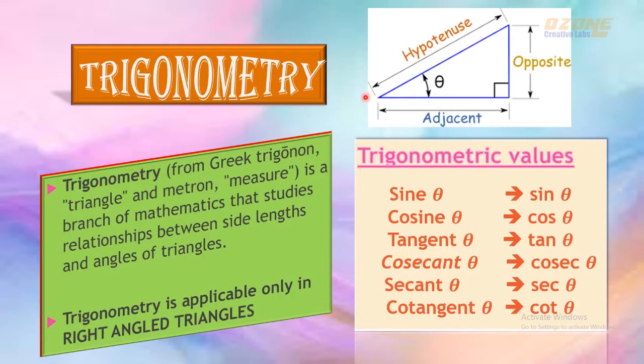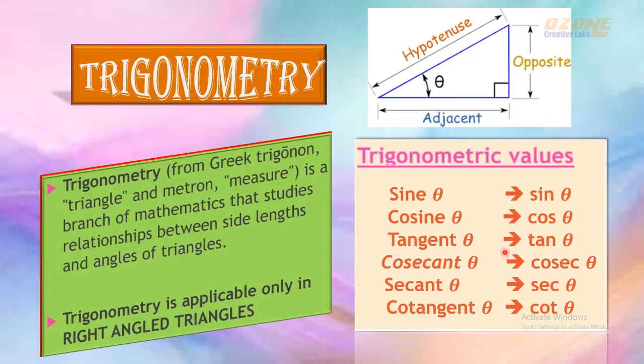So here one right angled triangle is given, its sides are given, and one angle that is given as theta. Theta is an unknown value, the symbol which we are using to represent unknown angles. And the trigonometric values are these. We have 6 values: sine theta, cosine theta, tangent theta, cosecant theta, secant theta, and cotangent theta.